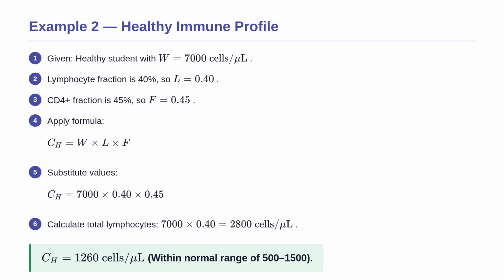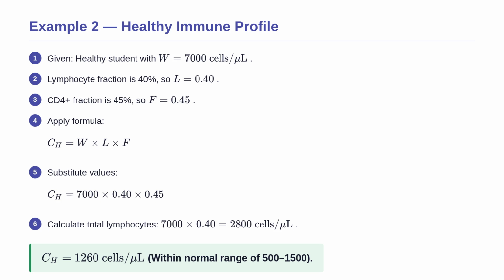Just like before, we convert the percentages to decimals, giving us L equals 0.40 and F equals 0.45. We plug these into our formula. Multiplying 7,000 by 0.40 gives us 2,800 total lymphocytes. This step-by-step reduction mirrors how flow cytometry machines physically sort cells in a lab.